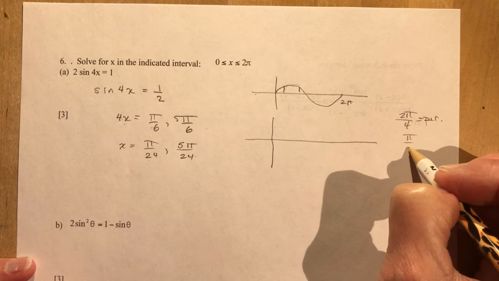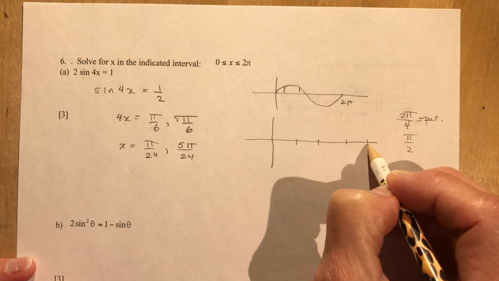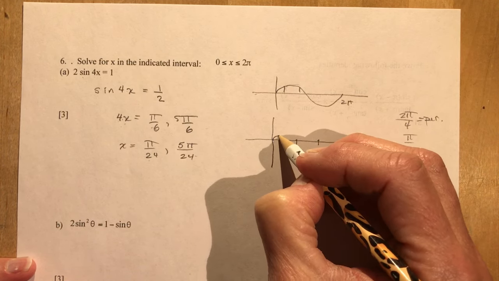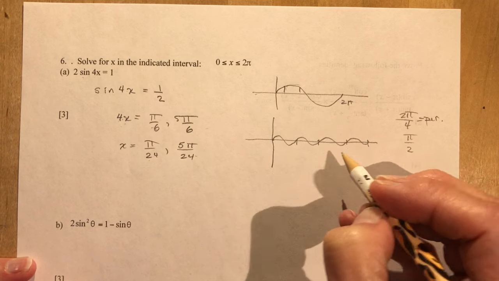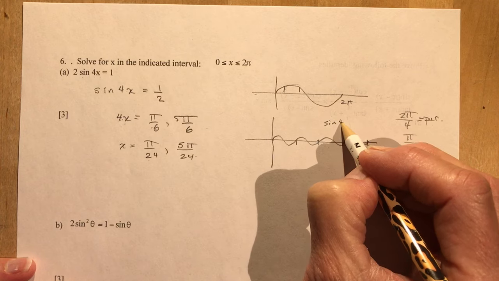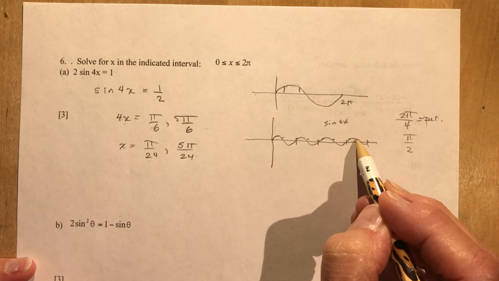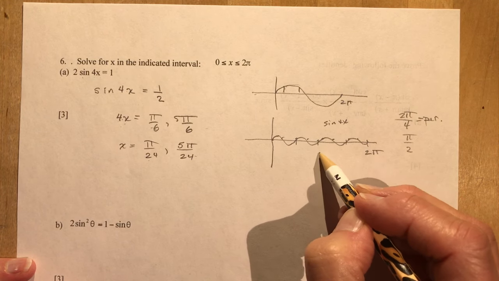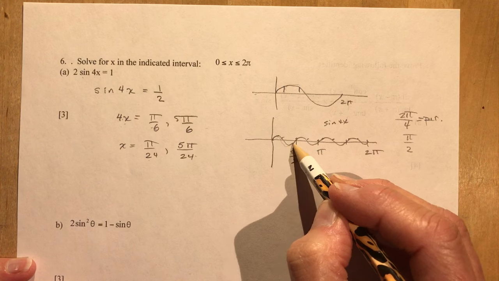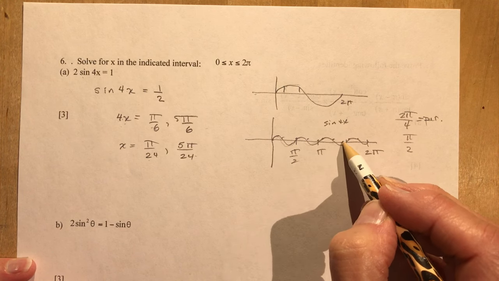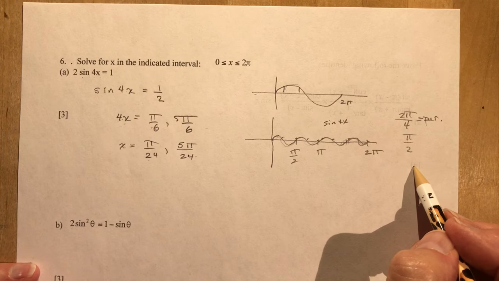And that's pi over 2. So pi over 2, pi, 3 pi over 2, 2 pi. So that means I'm going to have this, right? There's my sine 4x. So I should have 1, 2, 3, 4, 5, 6, 7, 8 solutions between 0 and 2 pi, because one period is pi over 2. So I have 4 full cycles. Okay, so I know I need 8 solutions.